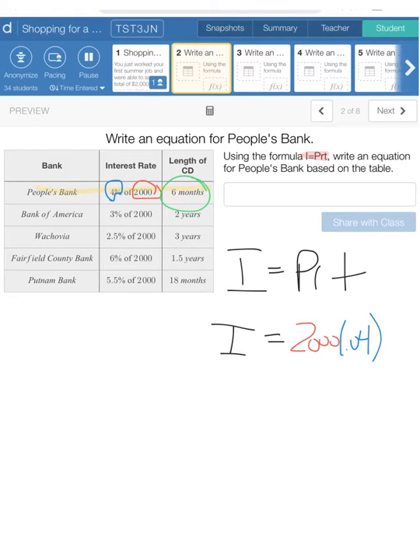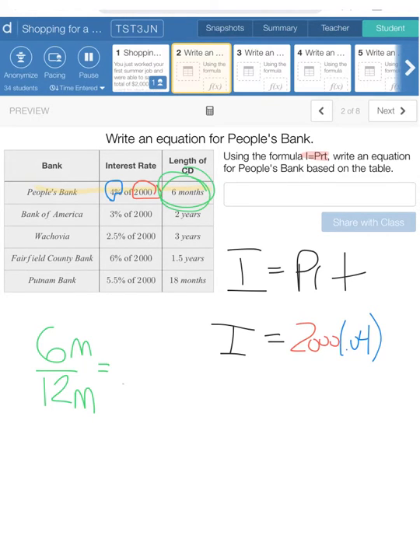Now be very careful. Time must be in years. So notice for Bank of America, for Wachovia, for Fairfield County Bank, it's in years. I could plug those amounts in, 2, 3, and 1.5 for T. But notice for People's Bank, it's in months. So I have to convert months to years. The way I do that is I take the number of months, it's 6 months, and I divide it by 12. The reason why I'm dividing by 12 is there's 12 months in a year.